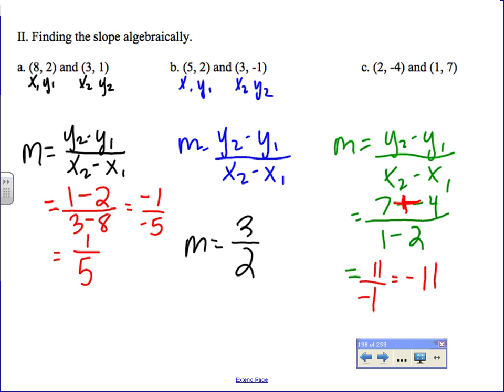Okay, so I think we all need some more practice on this. So do D, E, and F all on your own, and then we'll go over the answers in a second.